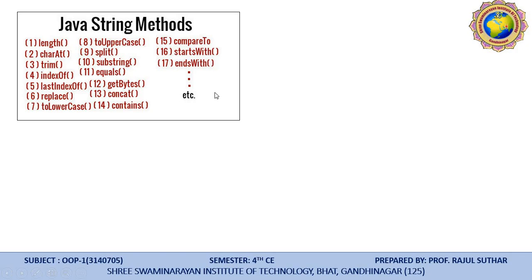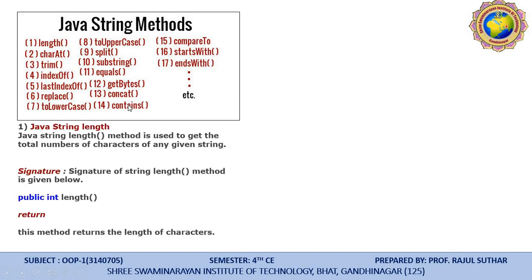Just like in C language, we use the strlen function for finding the length of a string, as well as comparing two strings. We reverse the string by using the strrev function. Here in Java, we can use this type of method. So what is the use of string length? The Java string length method is used to get the total number of characters of any given string. If we write simply "hi", it covers two characters, H and I.